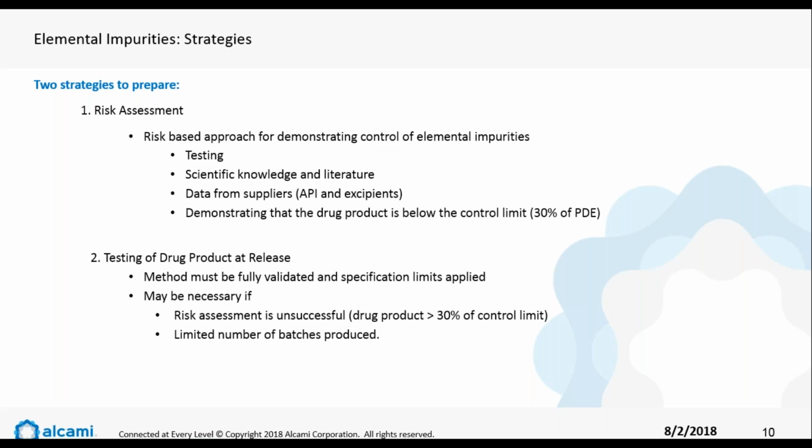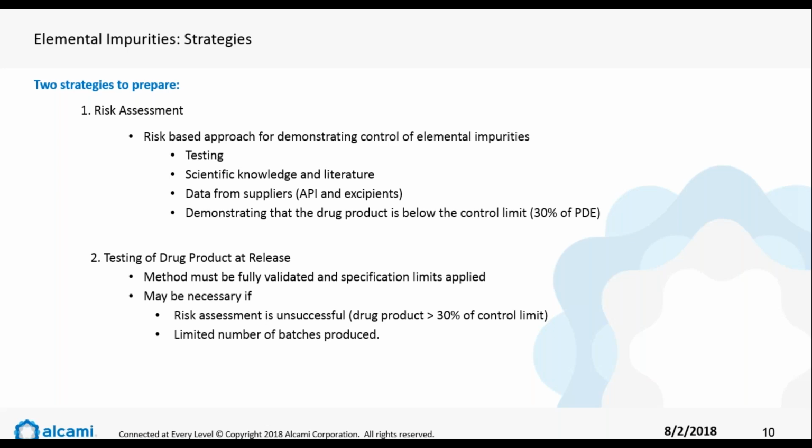And then the other option is testing of the drug product at release. So we've obviously seen this for many other tests, but you would have to have a fully validated method for the elements that you need to analyze. And then whenever you would manufacture a batch of the material, you would test it and release it for all of those elements at the time. So it would be on every C of A, the testing, so you wouldn't have a risk assessment filing report as much as you would have, on your C of A, a method that would say, this is how we're going to control the elemental impurities.